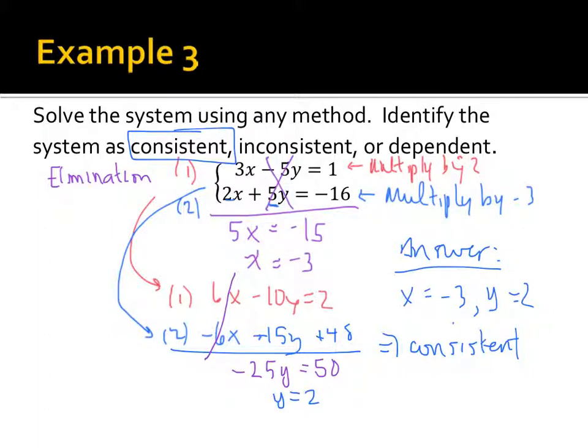Now, I didn't have to do the second step. This part right here, I didn't have to do that way. I could have plugged in the negative 3 for the x over here and then solved. That would have worked just fine. I just want to show you that sometimes you can use elimination twice. And this one was set up for elimination, and that's why I used elimination. I thought it was the most effective way to do this. And again, if there is a solution, it is consistent.